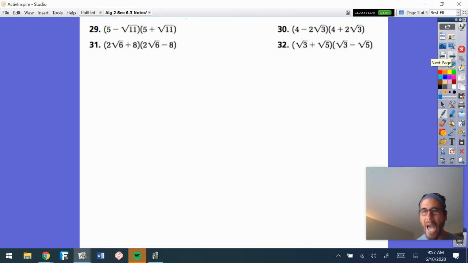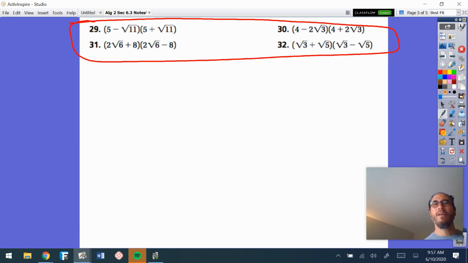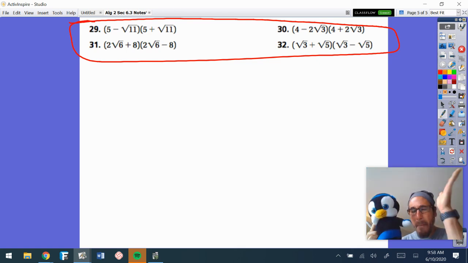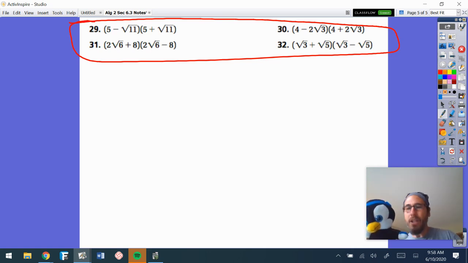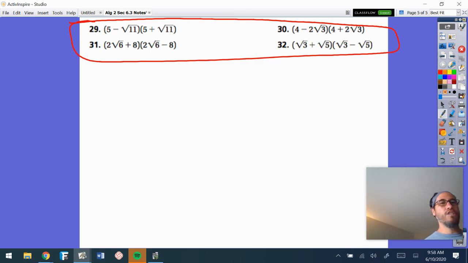Actually, okay. What do you notice about all 4 of these problems? Mr. T, they look like they're the same exact thing, but they're not the same exact thing, right? They are the same thing, but the sign that's in the middle is the opposite. So one's negative, one's positive, right? The first guy is the same. The second guy, we just changed the sign. So guess what? Bang! Let me show you.